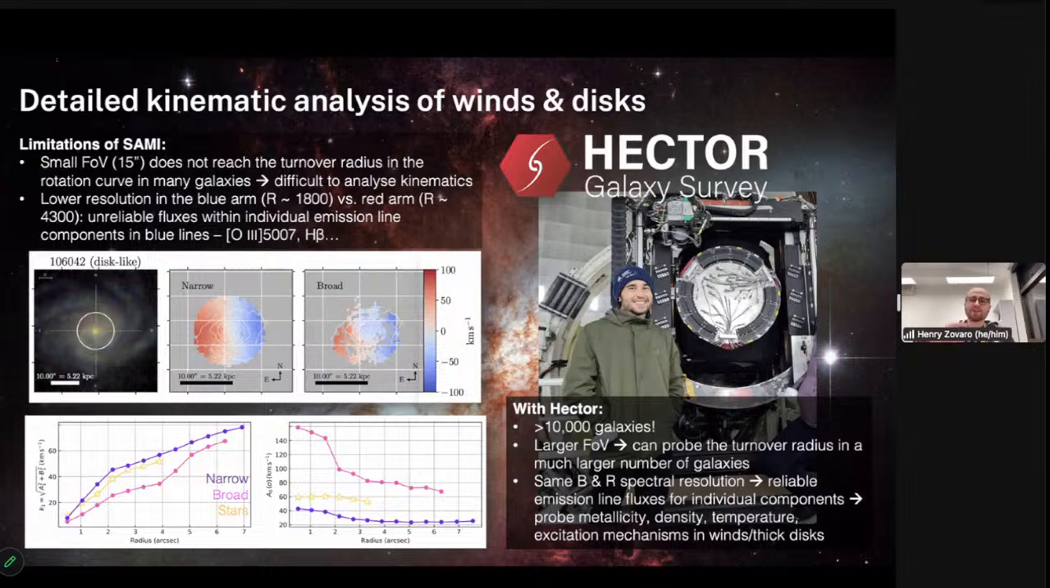And so what that means is that you can put the big bundles on the big galaxies and the small bundles on the small galaxies, which means you're eliminating this issue, and you can actually make sure that you're capturing the turnover radius in a much larger sample of galaxies. Another feature of Hector is that we're using a new spectrograph, which has the same red and blue spectral resolution of around 30 kilometers per second, which means we can actually obtain reliable emission line fluxes for individual Gaussian components in the blue lines. This is really awesome because it means that we can probe things like the metallicity, the temperature, the density, the excitation mechanisms separately in the broad and the narrow emission line components in each galaxy.